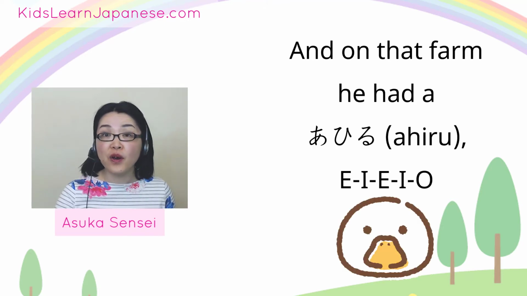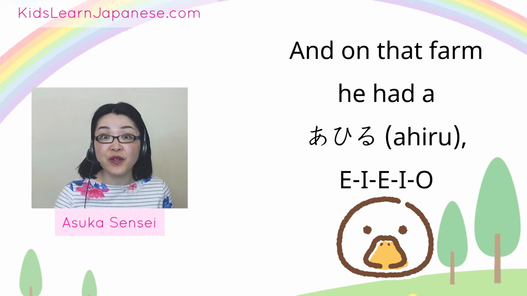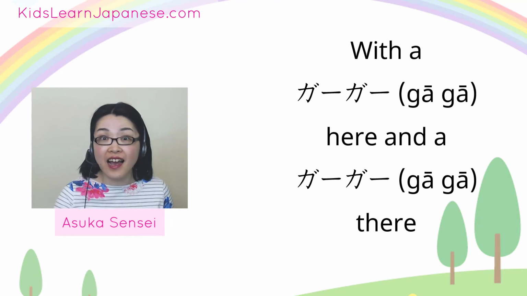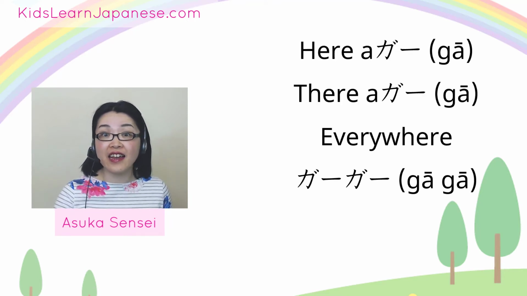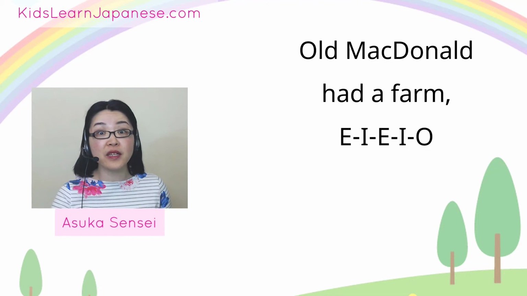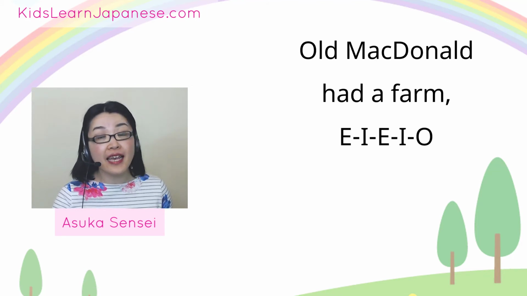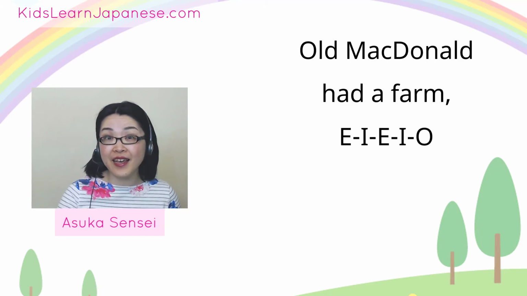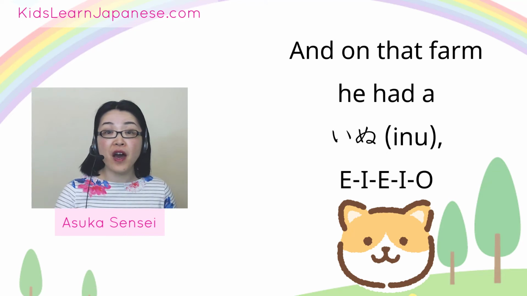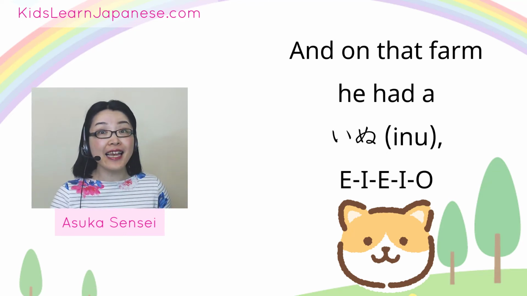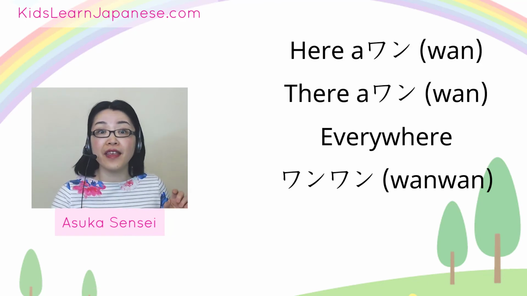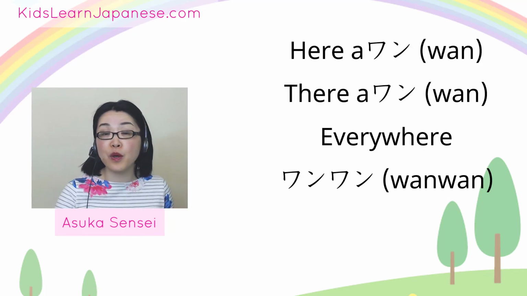And on the farm he had a ahiru, E-I-E-I-O. With a gaga here and a gaga there, here ga, there ga, everywhere gaga. Old MacDonald had a farm, E-I-E-I-O. Old MacDonald had a farm, E-I-E-I-O. And on the farm he had a inu, E-I-E-I-O. With a one here and a one there, here one, there one, everywhere one.